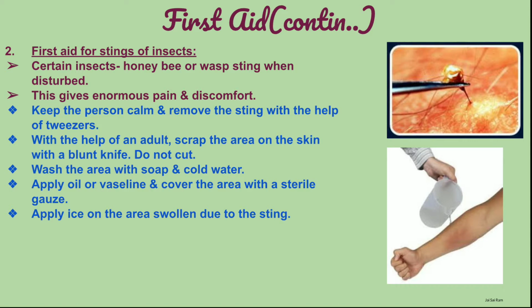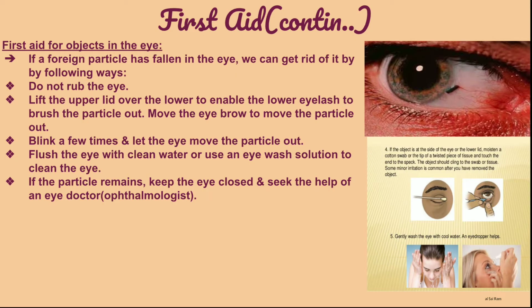Then we have come to the first aid for objects in the eye. If any particle has fallen in the eye, or has gone inside by accident, we need to get rid of it. And how can we do this? We should not rub the eye, but lift the upper lid over the lower lid to enable the lower eyelash to brush the particle out. Now move the eyebrow to move the particle out.